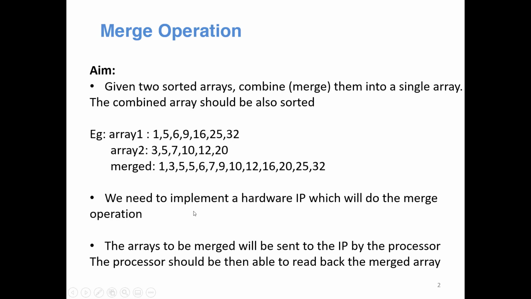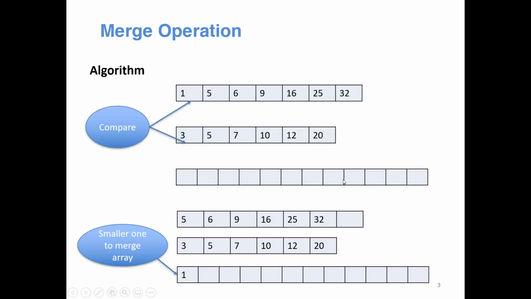Now we are going to do a hardware IP implementation which will do this merging part, and the arrays which have to be merged will be sent from the processor to our IP, and when the processor reads back the array, it should get this merged array. Now this is the general algorithm for the merge operation.